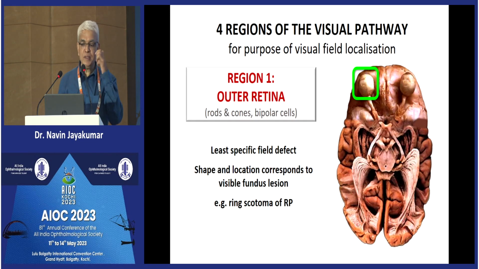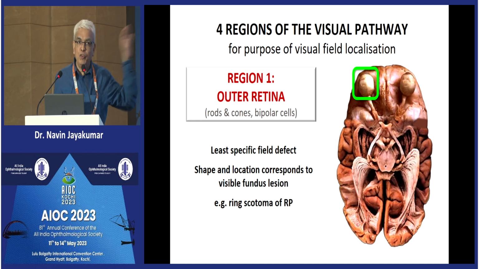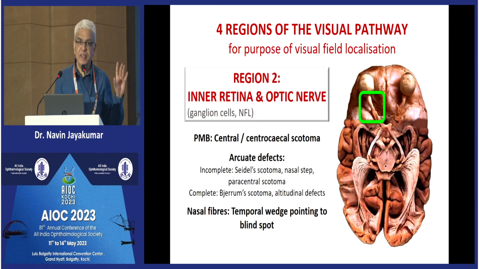So, for the purpose of visual field localization, this is the first concept that I want to put forward to you, is to look at the visual pathway in a slightly different way. 4 regions. The first region is the outer retina, where you have rods and cones and the bipolar cells. The field defects can be of any kind of peculiar pattern, but importantly, they will correspond to a visible fundus lesion. Moving on to the second area, which all of us are familiar with, which is the optic nerve, but also including the ganglion cells where the optic nerve arose from and the nerve fiber layer. These are very familiar to all of you.